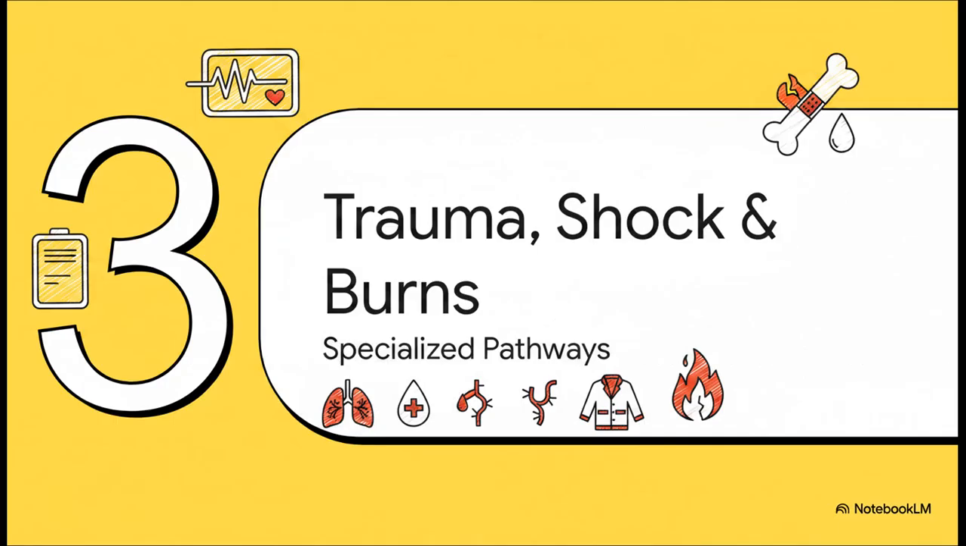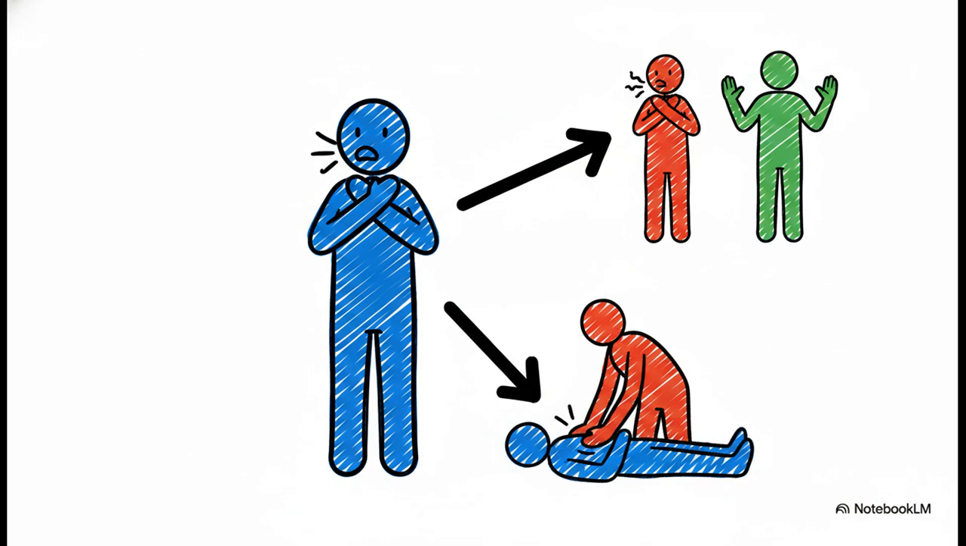Let's head into Section 3, trauma, shock, and burns, looking at specialized pathways. Okay, so once that baseline primary survey is locked in, the protocols pivot into specialized pathways. It's fascinating how they use this branching logic, based entirely on the patient's immediate physical state. Take a choking victim, for example. There's a massive divergence in what you do next.